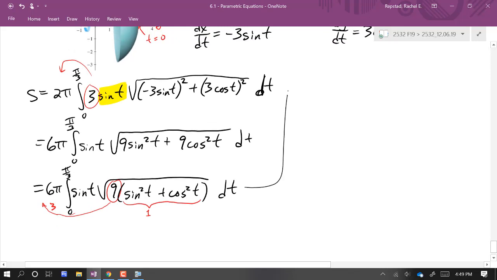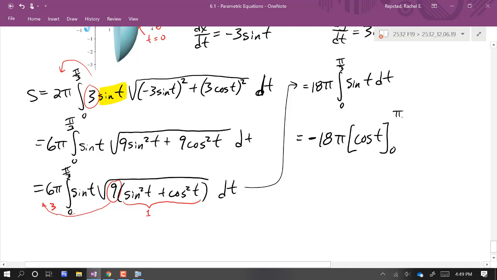So what are we left with in this integral? Sine t dt. And so outside the integral, we have 18 pi, integral 0 to pi over 3 of sine t dt. And the integral of sine is just negative cosine. So I'm going to just put the negative outside, so negative 18 pi, and then cosine t from 0 to pi over 3.